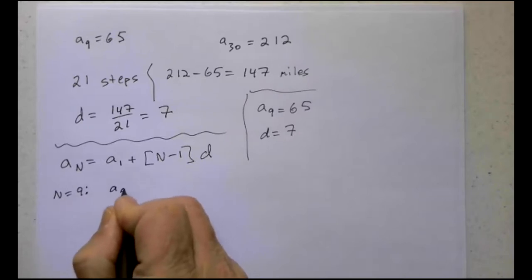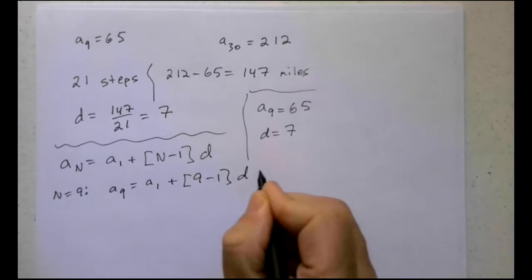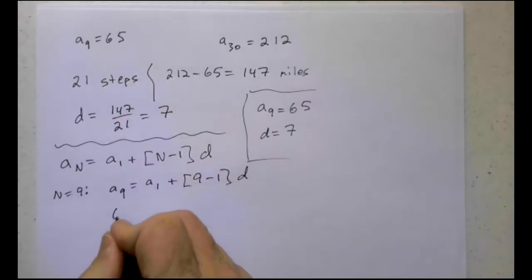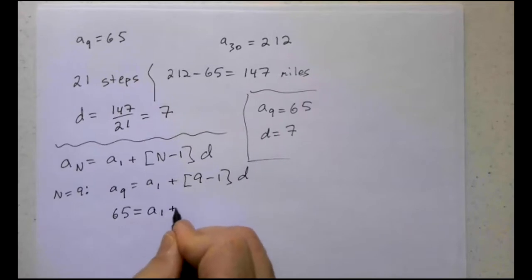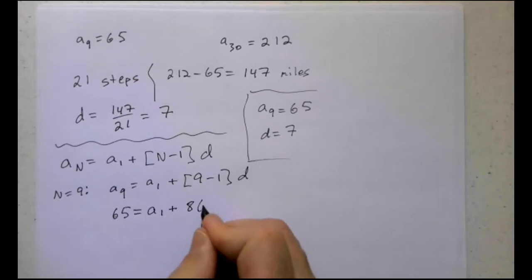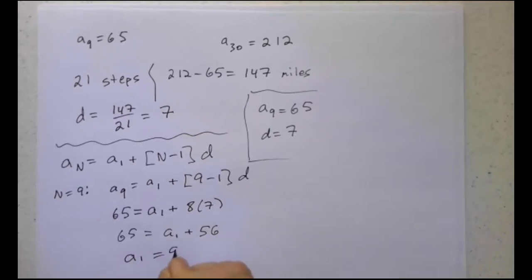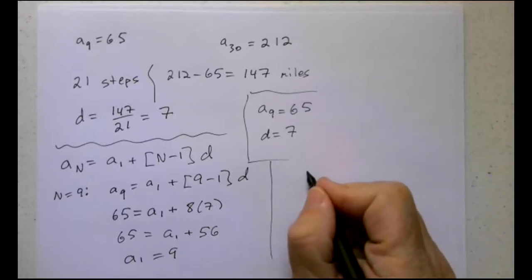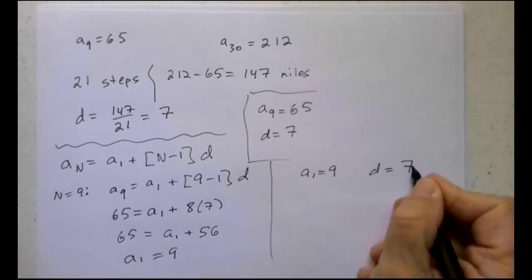What's that going to give me? A sub 9 equals a sub 1 plus 9 minus 1 times the common difference. A sub 9 is 65, equals a sub 1, which is what we're looking for, plus 9 minus 1, which is 8, times the common difference of 7. So we get 65 equals a sub 1 plus 56, subtracting 56 from both sides. 65 minus 56 gives me 9. A sub 1 equals 9. All right, so we have our starting point. A sub 1 is 9, and we have our common difference, which is 7.